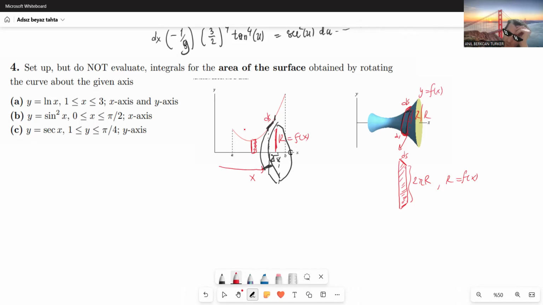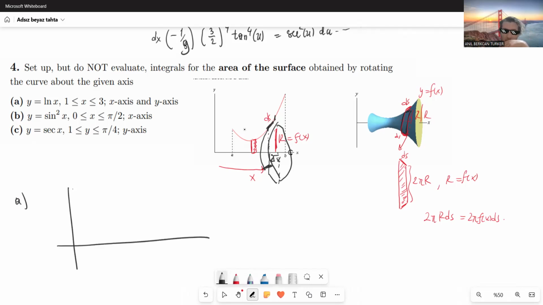So what is the area of this thing? It's like 2 pi r ds. Or instead of r, you can put f of x ds, if we are rotating around the x-axis. Now let's solve the problem.